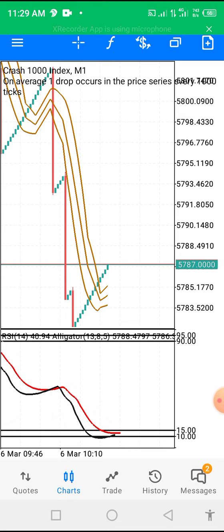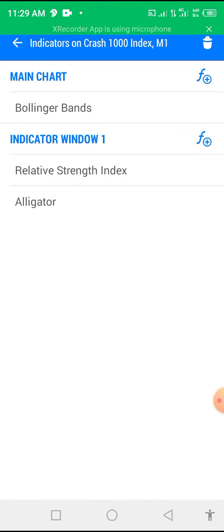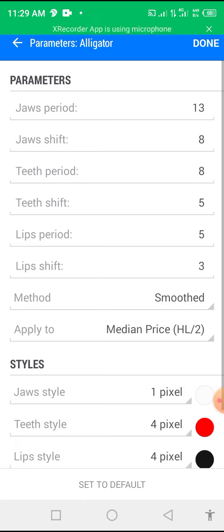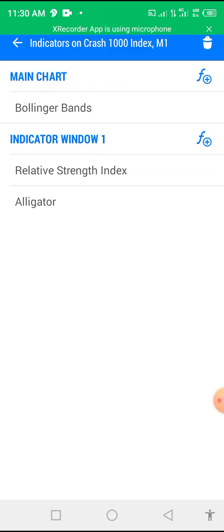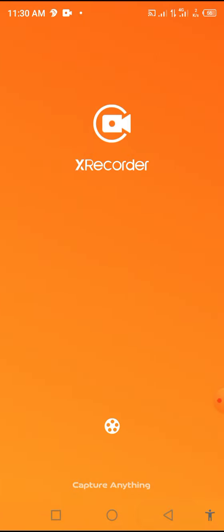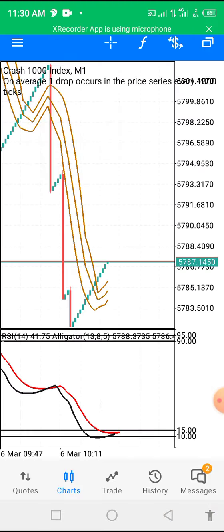The last indicator we'll be adding here will be the Alligator, which has a jaws period of 13, jaws shift of 8, teeth period of 8, teeth shift of 5, lips period of 5, lips shift of 3, method smoothed, applied to median price, high low /2. Jaws style is 1 pixel, I'm using white, teeth style is 4 pixel, I'm using red, and the lips style is 4 pixel, I'm using black. After that it's done, and this is how your chart will be looking like.